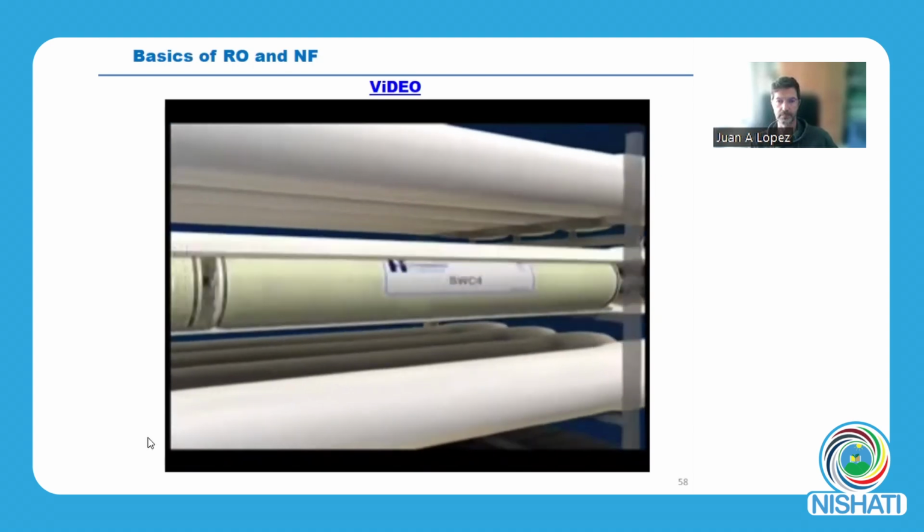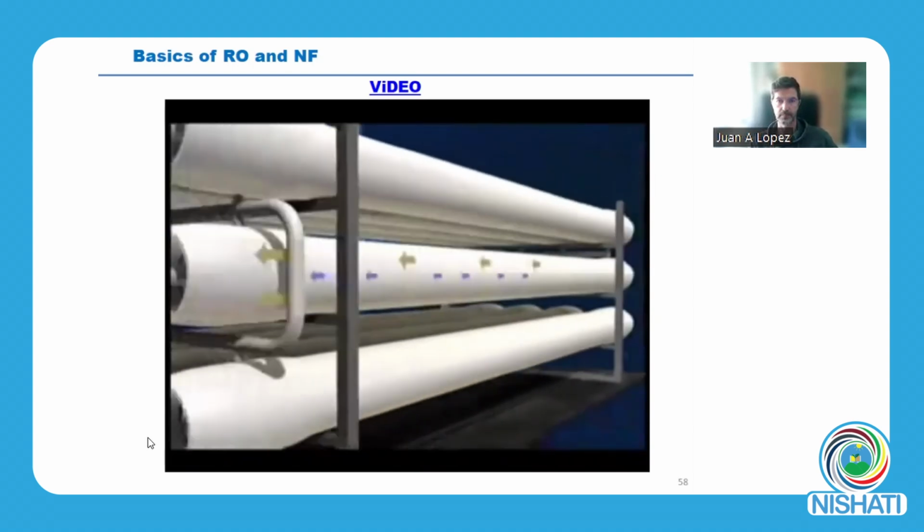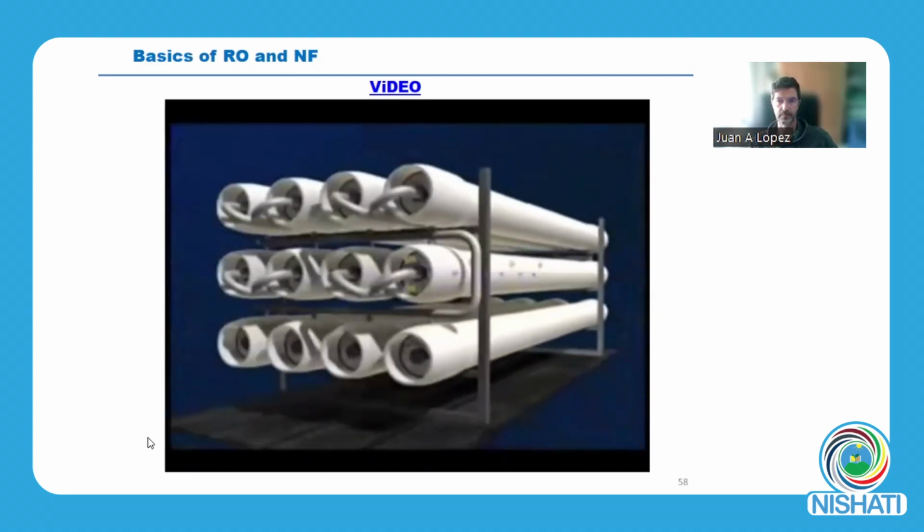The feed water that does not permeate through the membrane becomes enriched in salts as it travels through the feed channel spacer, due to permeate water being removed. Typically, 8 to 10% of the water is removed in one 40-inch long membrane element.